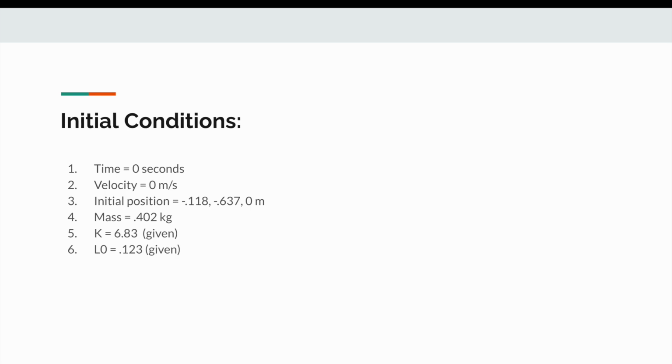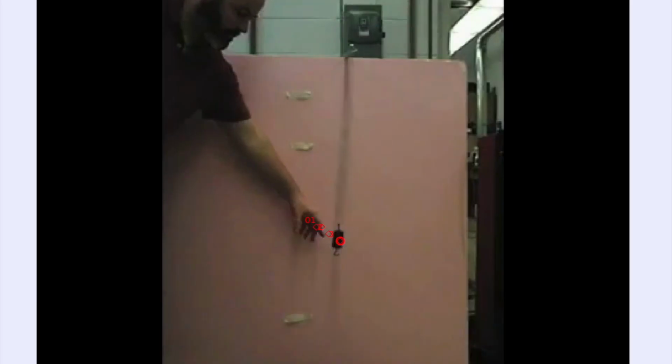First, the time and velocity will be 0 meters per second, and then the initial position would be this. I got this from Tracker, and these were all given to me, the mass, the spring constant, and the initial length of the spring. So for the experimental section, I just placed the point on the center of mass after the spring had been released for the whole duration of the video, therefore I could completely observe the oscillation.